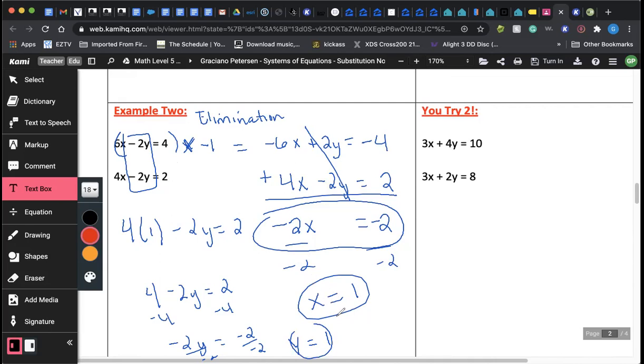So that's elimination. I love elimination. I think it's fun. I don't know why. I'm a crazy math teacher. That's the only explanation I can think of.